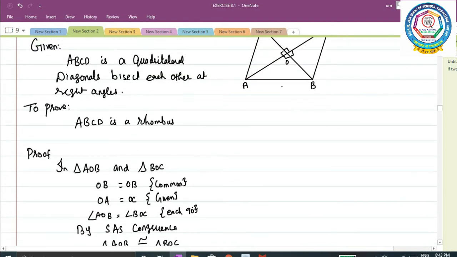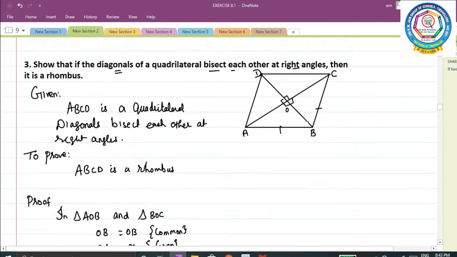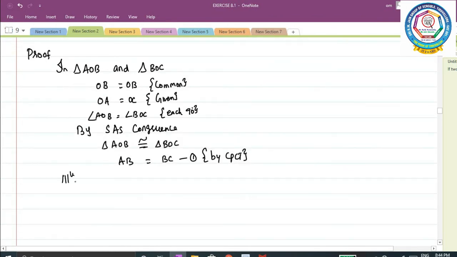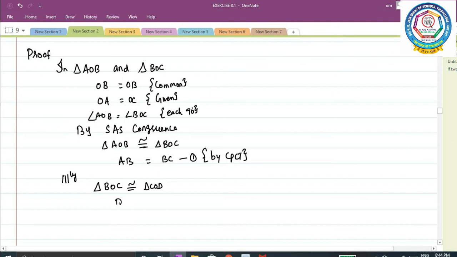Now I am going to take the CPCT. AB is equal to BC. This is equation 1 by CPCT, corresponding parts of congruent triangles. Similarly, we can prove BOC is congruent to DOC. So similarly, triangle BOC is congruent to triangle COD. So what is CPCT? BC is equal to DC. This is equation 2. This is also by CPCT.